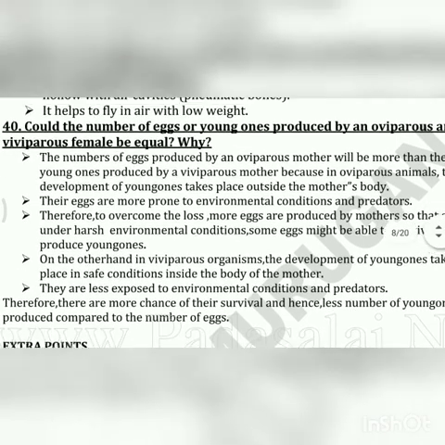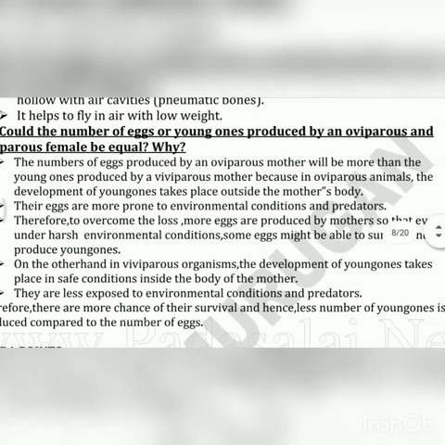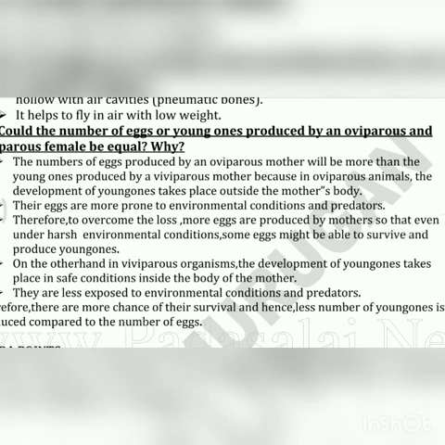And the last question is, could the number of eggs or young ones produced by an oviparous and a viviparous female be equal? So oviparous-க்கும் viviparous produce பண்ணக்கூடிய eggs equal-ஆ இருக்குமா? ஏன்? The number of eggs produced by an oviparous mother will be more than the young ones produced by the viviparous mother. So oviparous egg laying வந்து அதிகமாக egg lay பண்ணும் than the one which carries the child, because in oviparous animals the development of young ones takes place outside the mother's body. Development takes place where? Outside the mother's body.